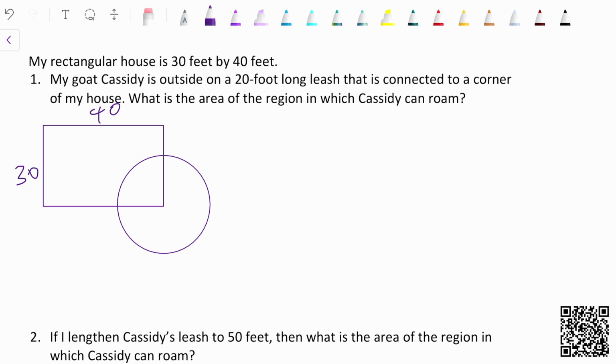Today's first question is, my rectangular house is 30 feet by 40 feet. My goat Cassidy is outside on a 20-foot long leash that is connected to a corner of my house. What is the area of the region in which Cassidy can roam?